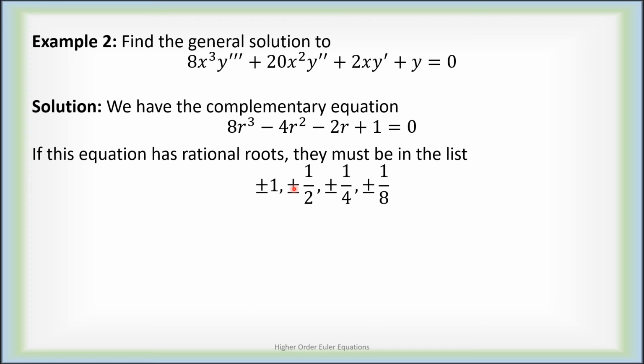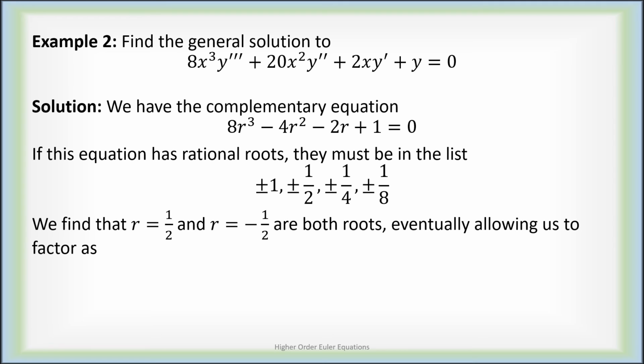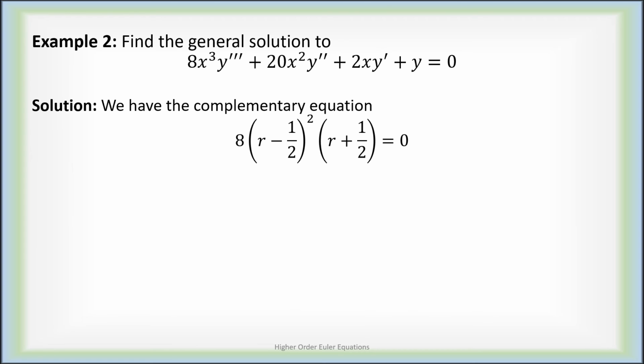So we have 8 possible rational roots: plus or minus 1, plus or minus a half, plus or minus a quarter, plus or minus an eighth. Just by actually checking all 8 of these, r equals a half and r equals minus 1/2 are both roots. This eventually allows us to factor the original complementary equation as 8 times (r minus a half) squared times (r plus a half). So the complementary equation was factored like this.